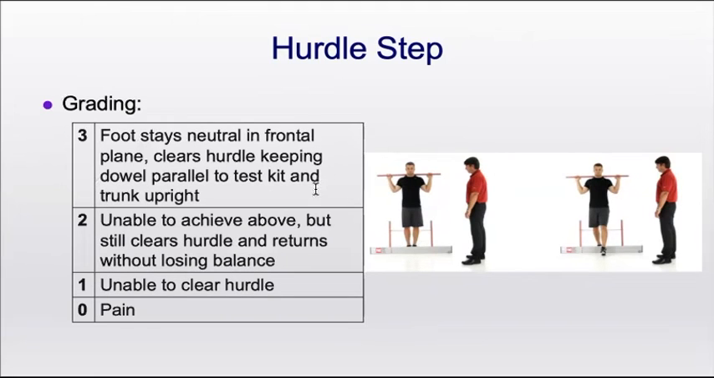In order to score a 3, their foot stays in a neutral position throughout the frontal plane. It clears the hurdle, and they keep the dowel parallel to the test kit, and their trunk is upright. If they deviate from this, but they're still able to get their foot over the hurdle, touch the ground, and bring it back without losing their balance, they can be scored a 2. If they're unable to clear the hurdle, but they have no pain, that's a 1, and then 0 is a painful hurdle step.